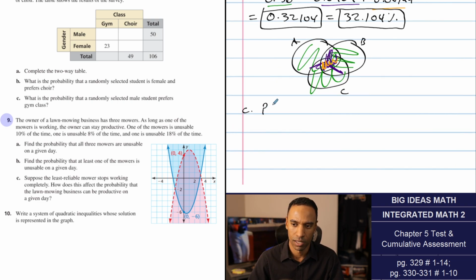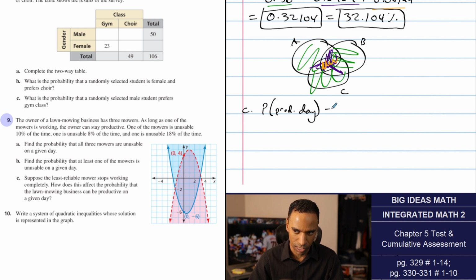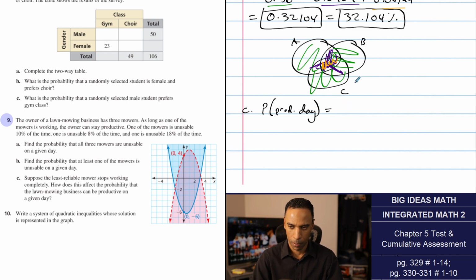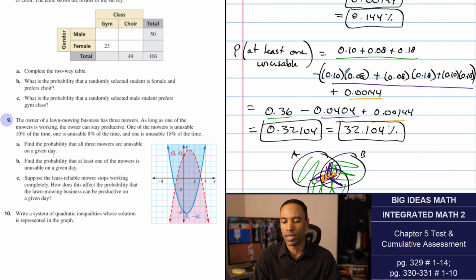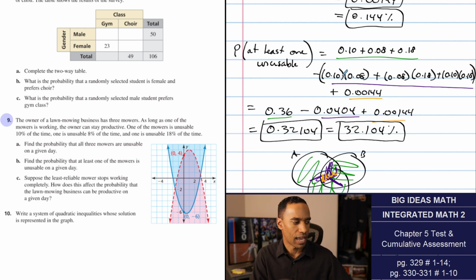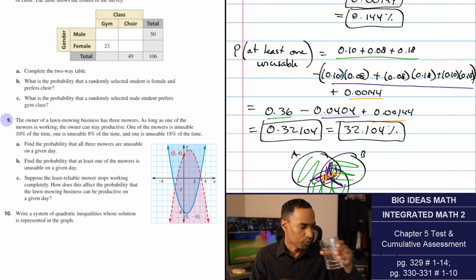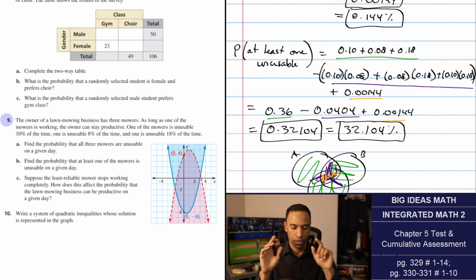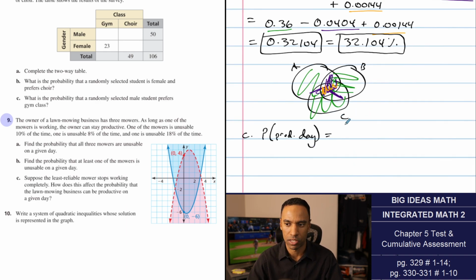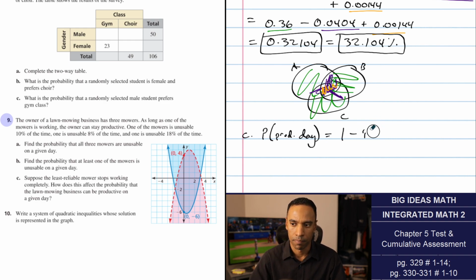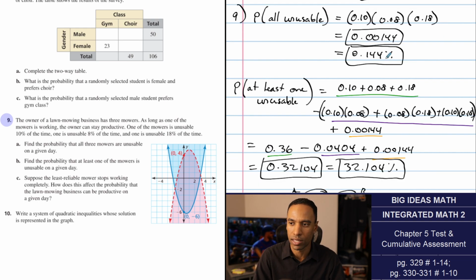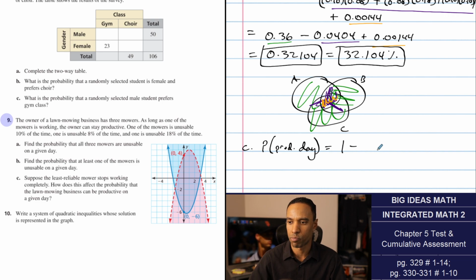So probability of a productive day. So we need at least one to work. So that means, for one to work, we need this one to work and, no, not and the other one to work. We need to make sure that the other two do not work. So find the probability this one doesn't work and the other doesn't work and do 1 minus that. So 1 minus probability of one and the other not working. That's what is it? 0.1 times 0.08.